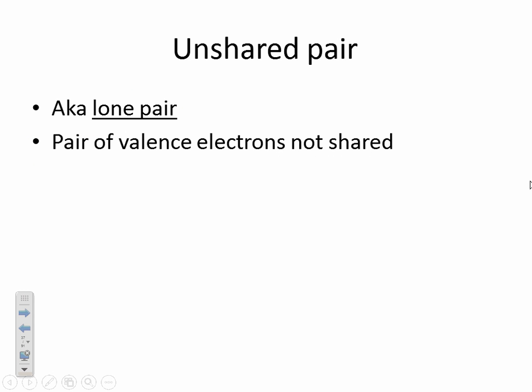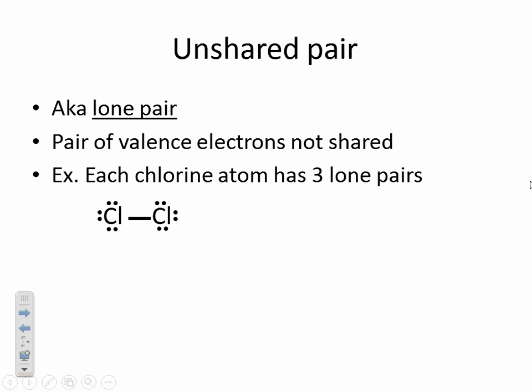Unshared pair. You'll notice that we have those electrons that aren't involved in bonding. We have a word for that. That's called a lone pair. It's occasionally referred to as an unshared pair. It's the electrons that aren't shared in bonding, the ones that aren't participating. They're still valence electrons, still on the outside, but they're not involved in bonding.